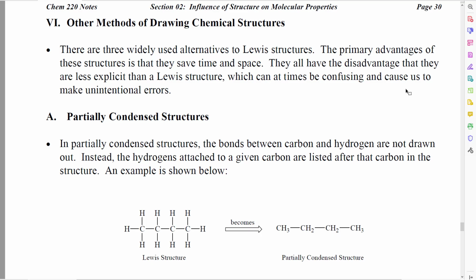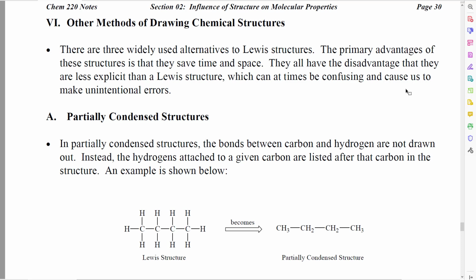We're now going to look at other methods that we can use to draw chemical structures. These methods are very commonly used in organic chemistry, and while they have some advantages and some disadvantages, the main advantage is that they save time and they save space. The disadvantage is that they are all less explicit than a Lewis structure. So we have to be careful because they're going to have features that are assumed, and that can sometimes make them confusing and cause us to make unintended errors.